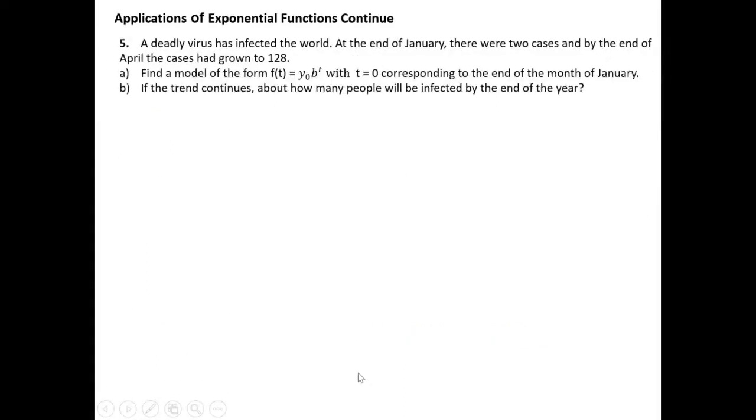Okay, now let's move on to number 5. Number 5 says a deadly virus has infected the world. At the end of January, there were 2 cases, and by the end of April, the cases had grown to 128. This is like 2 parts.